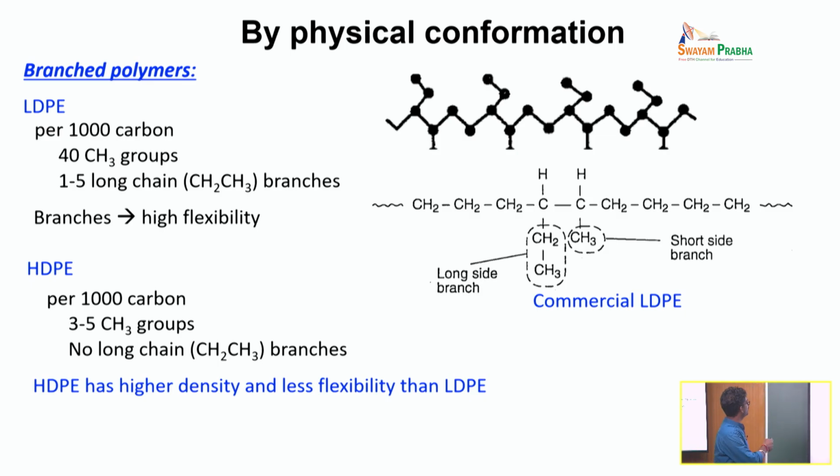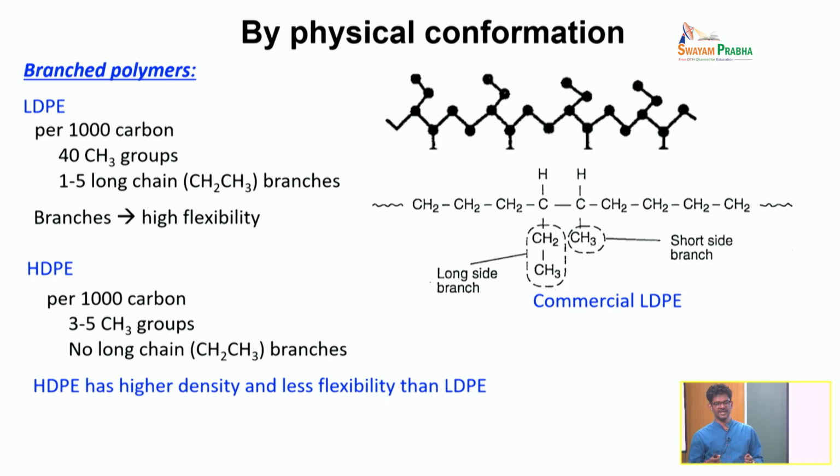For example, if you look at the commercially available LDPE, that is low density polyethylene, typically for every 1000 carbons they introduce about 40 methyl groups along the chain. So what I have shown here schematically is a polyethylene chain, CH2, right? And then you see that once in a while we introduce a small side chain which is a methyl group. Sometimes we also introduce a long side branch which contains CH2 groups. This is a characteristic of a low density polyethylene.